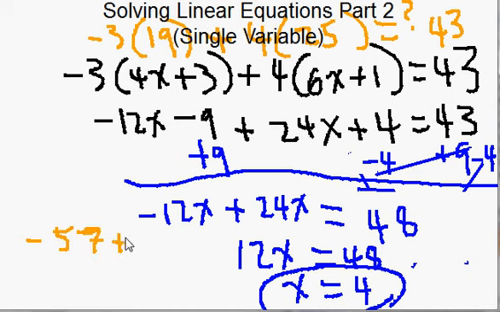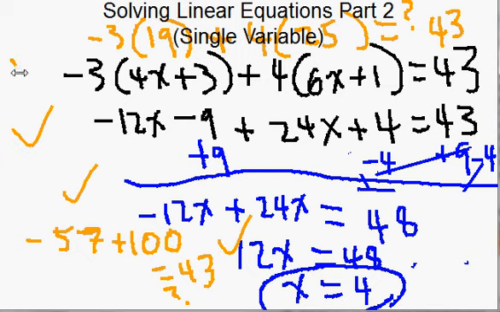Negative 57 plus 100. Is that going to equal 43? That's the question. And, yep, it does. Of course, because math always works when you do it right.